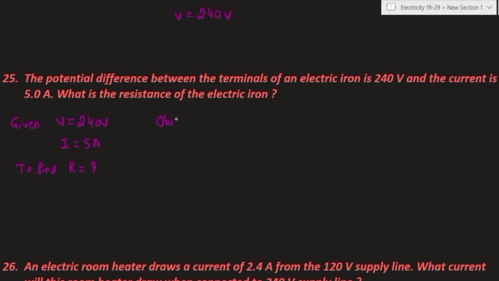By Ohm's law, V is equal to R into I. V is how much here? 240, and R we have to find, I is how much? 5. Therefore, R is equal to 240 divided by 5. 5 fours are 20, 5 eights are 40. Resistance is 48 ohm is the answer for the given question. Let us move to the next question now.